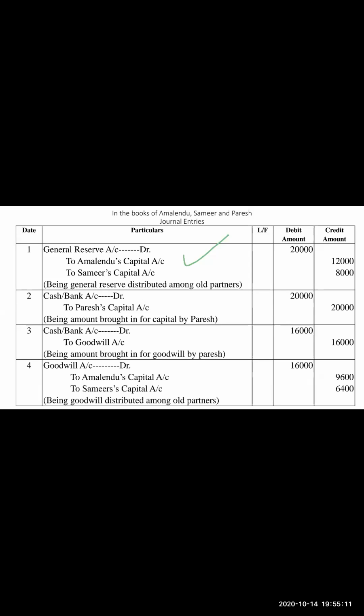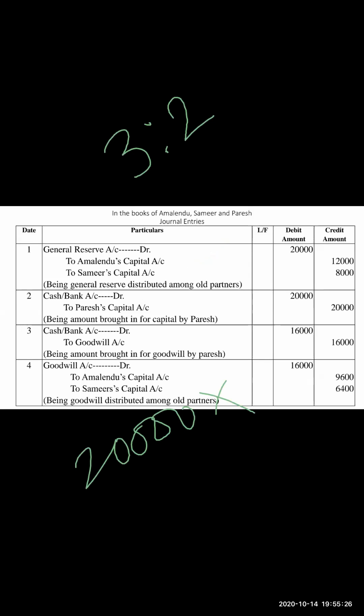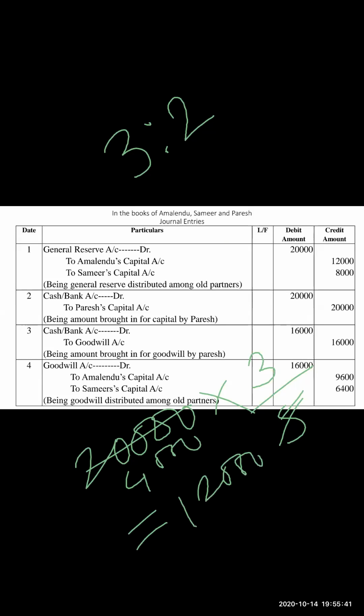Now, how much is general reserve given? It was given 20,000. 20,000 दिया है, ठीक है. अब 20,000 को उन्होंने divide किया है amongst the old partners in their old ratio. And what is my old ratio in this problem? It is 3:2, right? So first I divide 20,000 by 3/5, what will be my amount? 5 ones are 5, 4,000 into 3, it will be 12,000, right? तो कितना share आया मेरे first partner का? It's 12,000. I have mentioned over here 12,000.